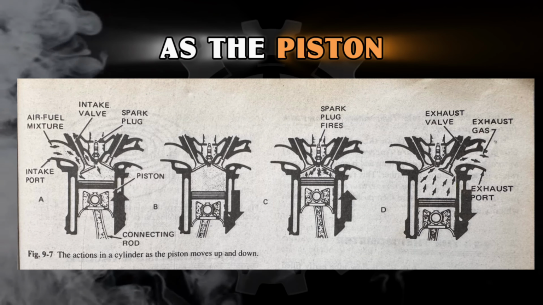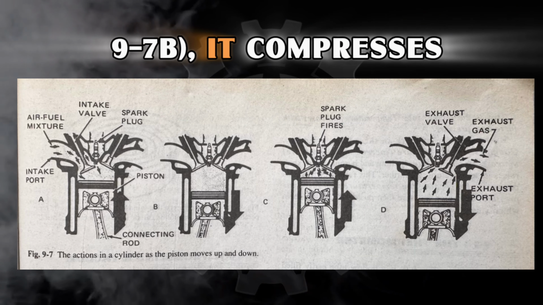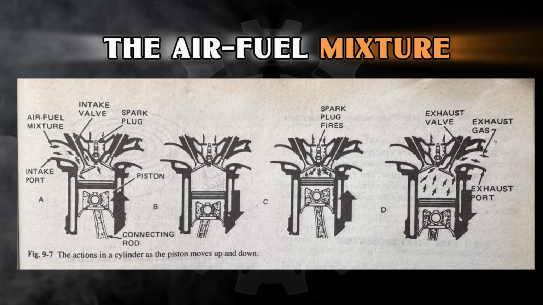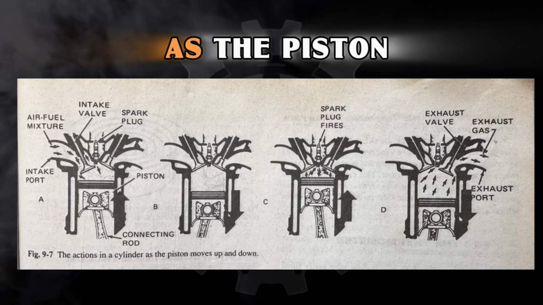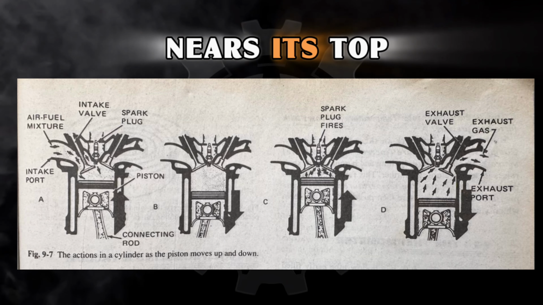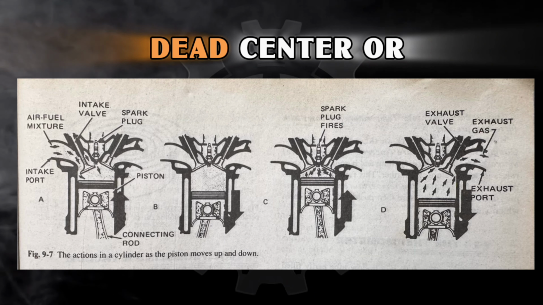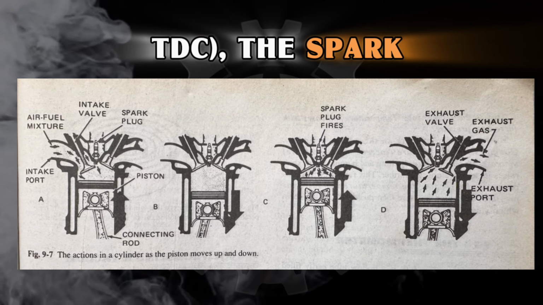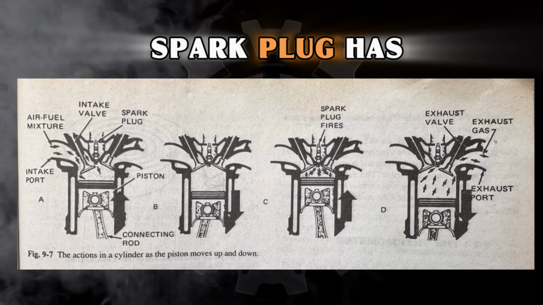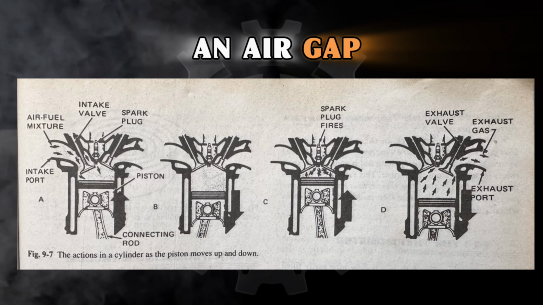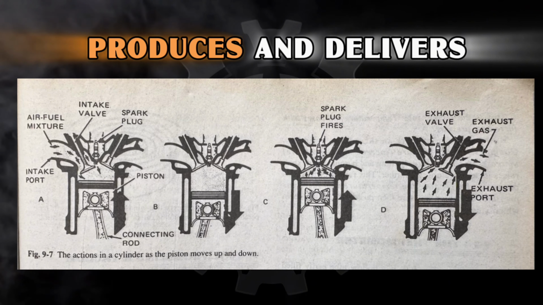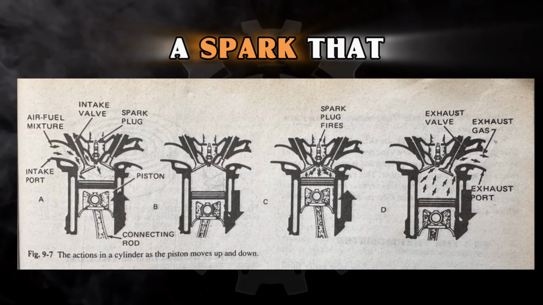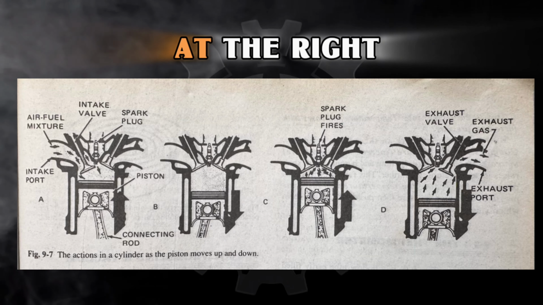As the piston moves up, figure 9-7b, it compresses the air-fuel mixture into a small space called the combustion chamber. Then, as the piston nears its top position, called top dead center or TDC, the spark plug fires. The spark plug has an air gap of about 0.040 inch, 1 mm. The ignition system produces and delivers a spark that jumps this gap at the right time.